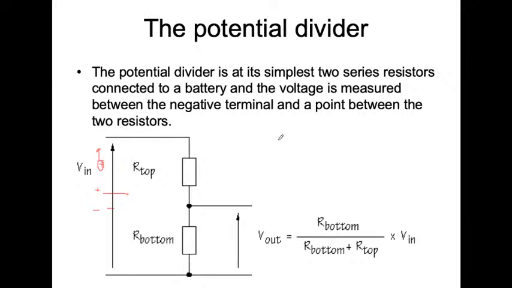All right, so we're measuring the voltage between the negative terminal of our battery and a point between our two resistors. So our two resistors here are named top and bottom. You could just as easily name them 1 and 2. But the point of a potential divider is to determine the voltage across a resistor, or between two resistors. And we're always going to stick to this formula. So voltage out is what is measured.